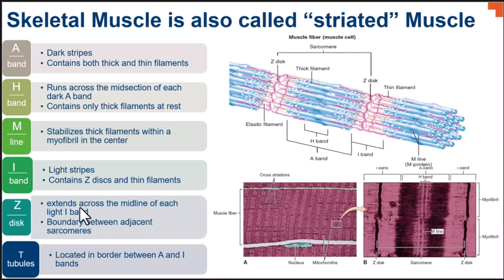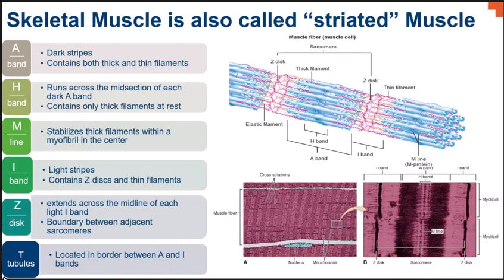The Z discs, which I brought up before, are going to extend across the midline of each light I band. So if this is the I band here, we know the Z disc is in the central part, and we know that it's the boundary between adjacent sarcomeres. And we know that because from one Z disc to another Z disc is going to be one sarcomere. And then similarly, from one Z disc to another one over here would be another sarcomere. This here is one sarcomere from Z disc to Z disc.